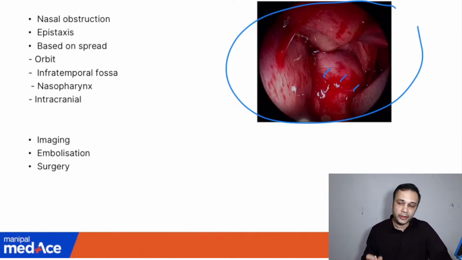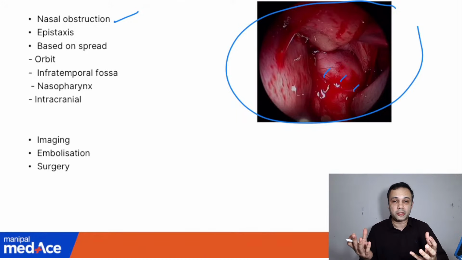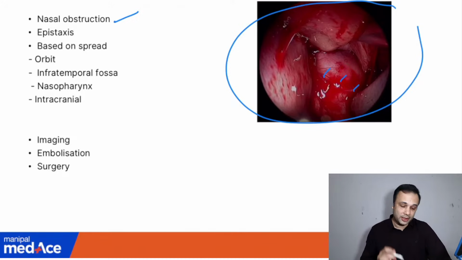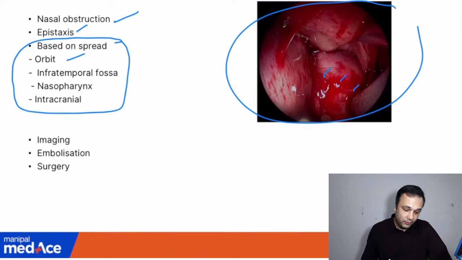The key points that you need to look for in the multiple choice question would be nasal obstruction. In this case it would be a unilateral nasal obstruction. If the tumor grows, definitely it can be a bilateral nasal obstruction. It can produce eustachian tube obstruction and present to you with otitis media with effusion. One of the important points that you need to remember as far as JNA is concerned is epistaxis and other important points. Based on the spread, it can have orbital symptoms, you can have infratemporal fossa symptoms, it can spread to the nasopharynx, and it can have an intracranial spread, right?